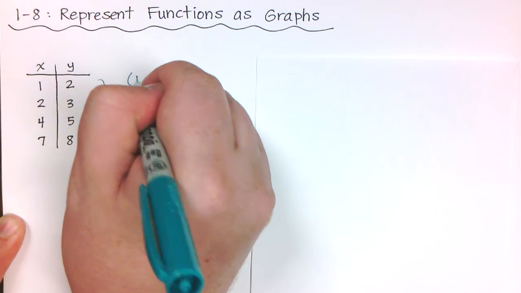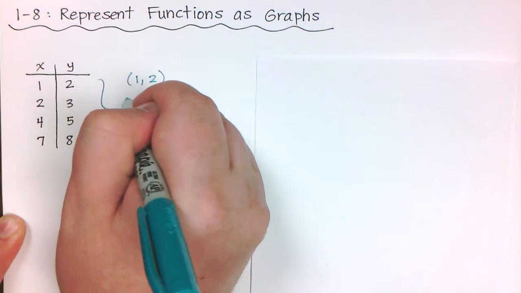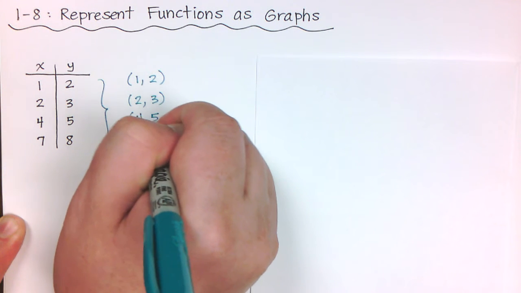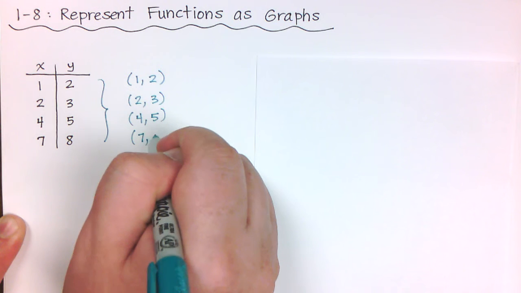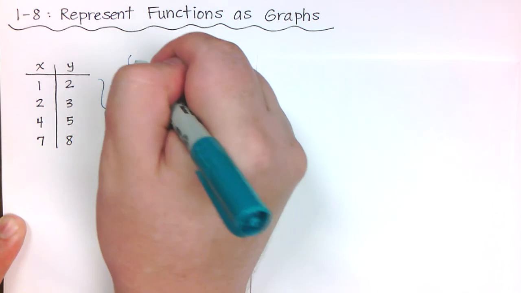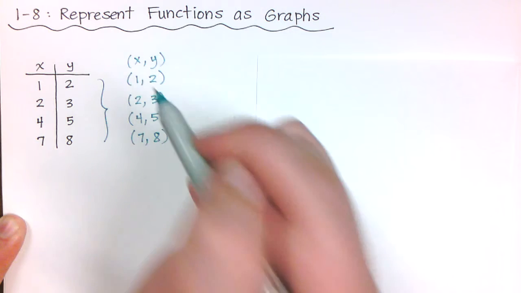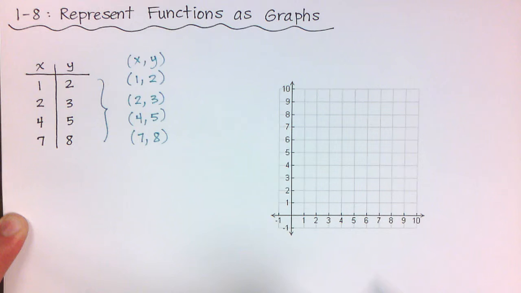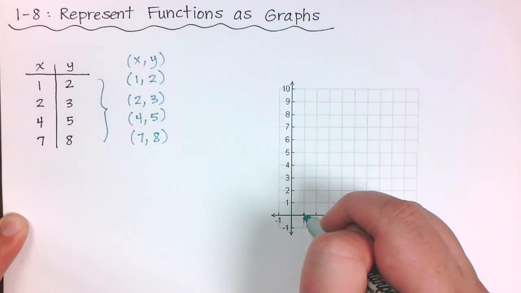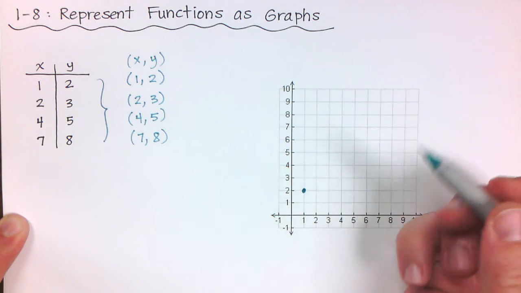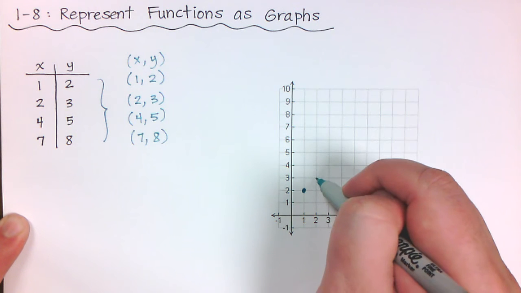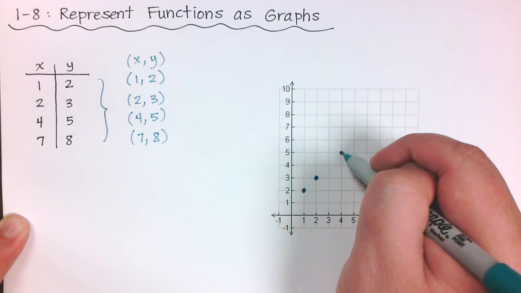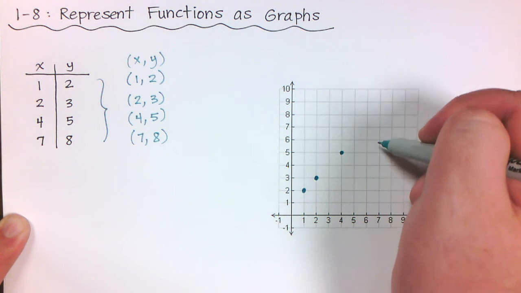So I can have the point 1, 2, the point 2, 3, the point 4, 5, and the point 7, 8, where I am labeling them in the correct order, x, y. And so I can plot all of these points on a graph. So let's do that. 1 going up 2, there's 1 point. 2 going up 3, 4 going up 5, and 7 going all the way up to 8.